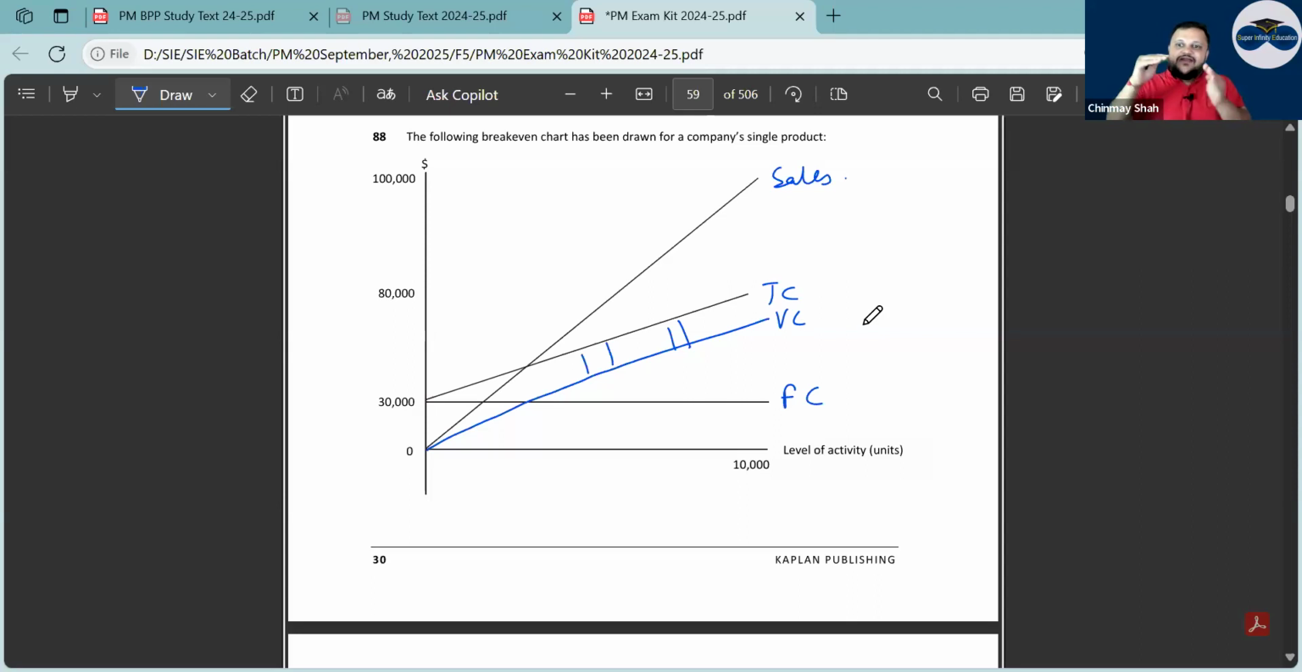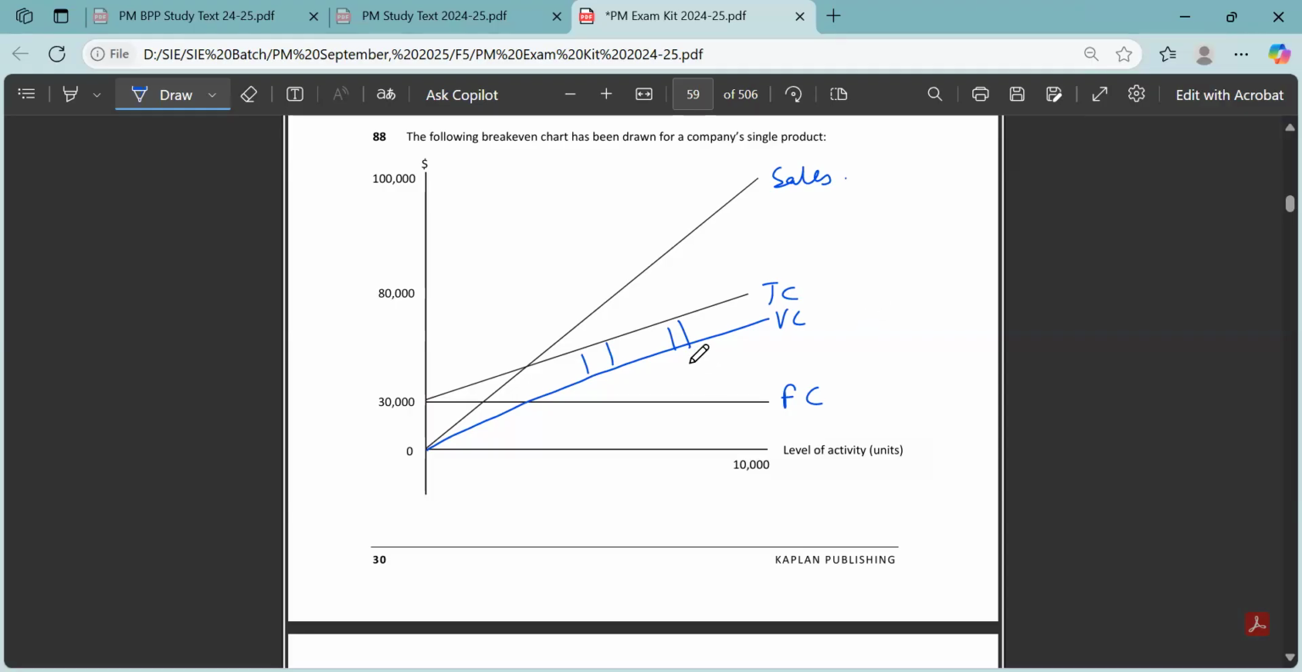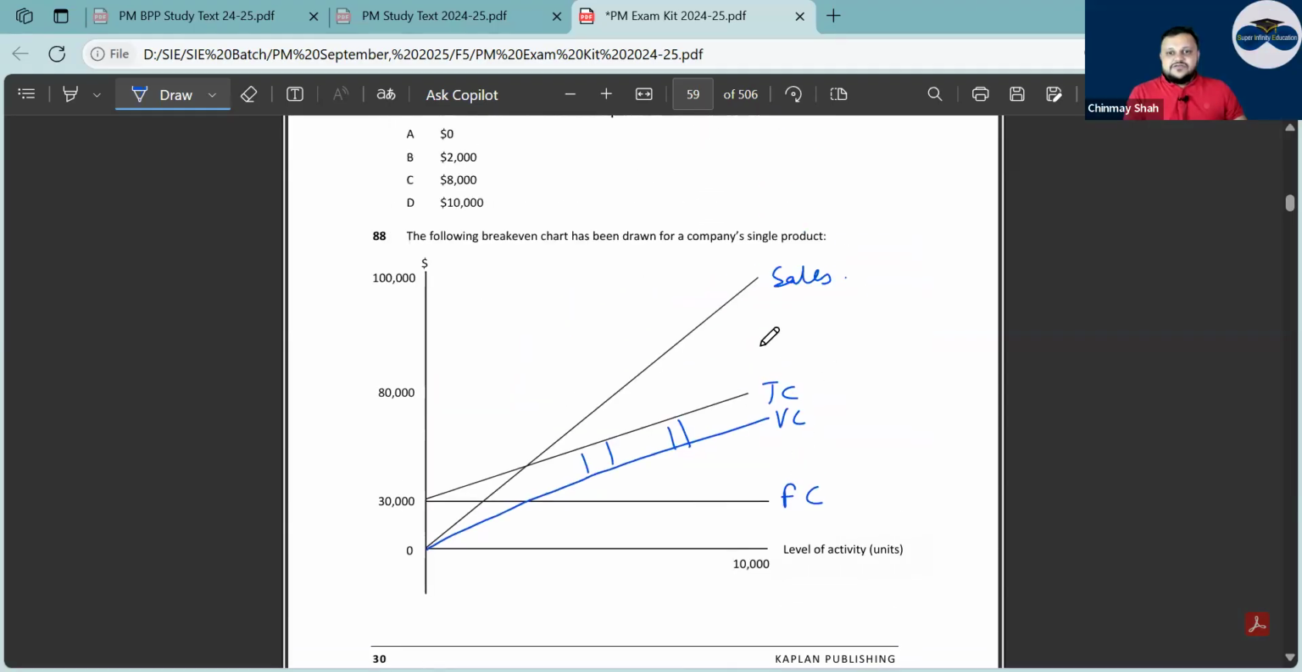Variable cost would be parallel to the total cost. Is this line that is going up parallel to total cost? No. So is this variable cost or is this sales? Sales. Now see at 10,000, what is the sales? At 10,000, what is the sales?